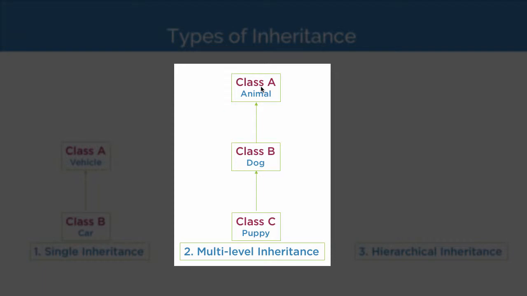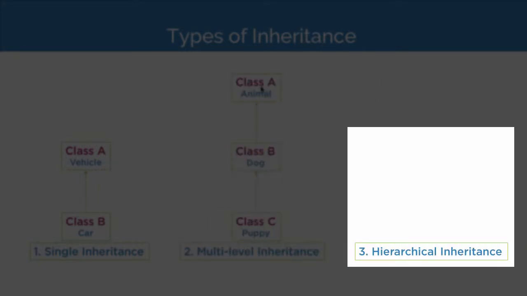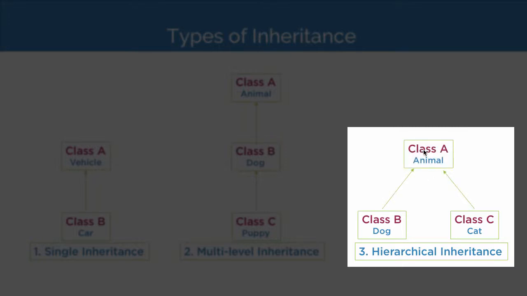Now let us come to the third one, that is hierarchical inheritance. So in this topic only, we saw hierarchical inheritance, such as we have the class of dog and we have the class of cat. Now, both dog and cat have one thing in common. So both of them inherit from a common class of animal. Let us assume it is class A. So when we have one parent class in common, then that is known as hierarchical inheritance.